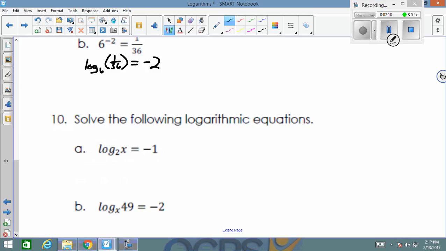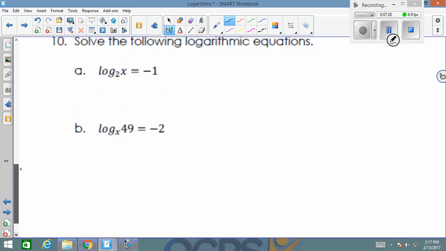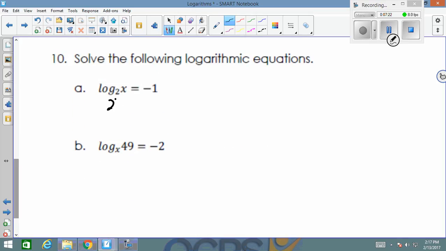Okay. These ones we're going to solve. So this one would be 2 to the negative 1 equals x. Remember, that's the same as 1 over 2 to the first, which is equal to x. So x will equal 1/2.